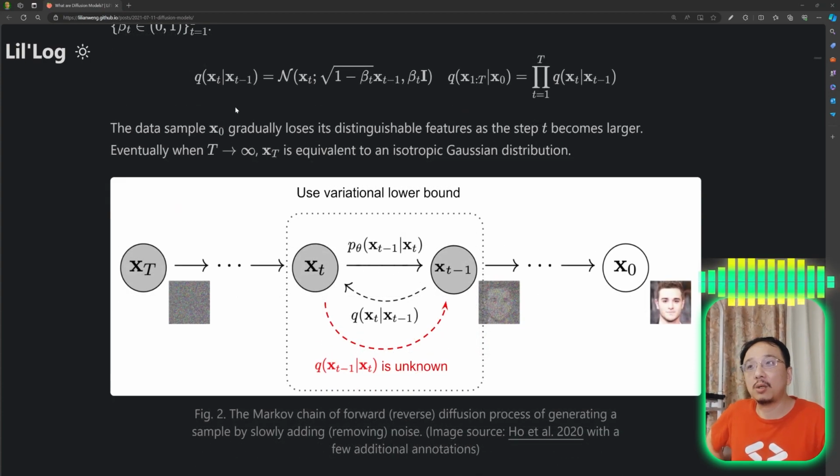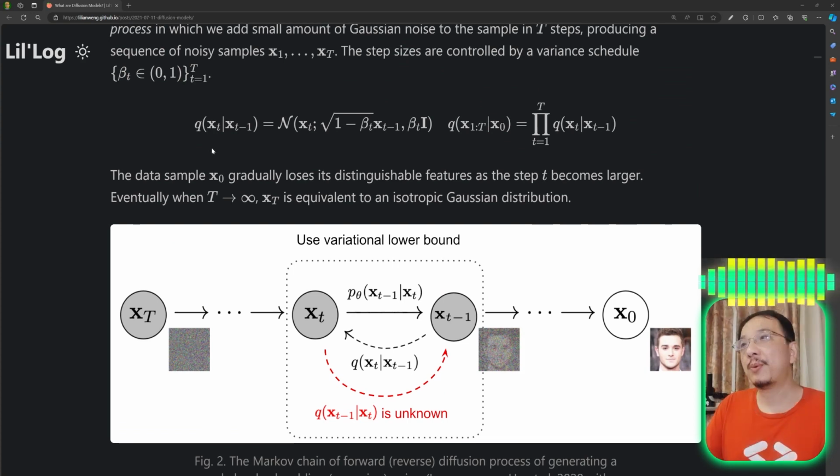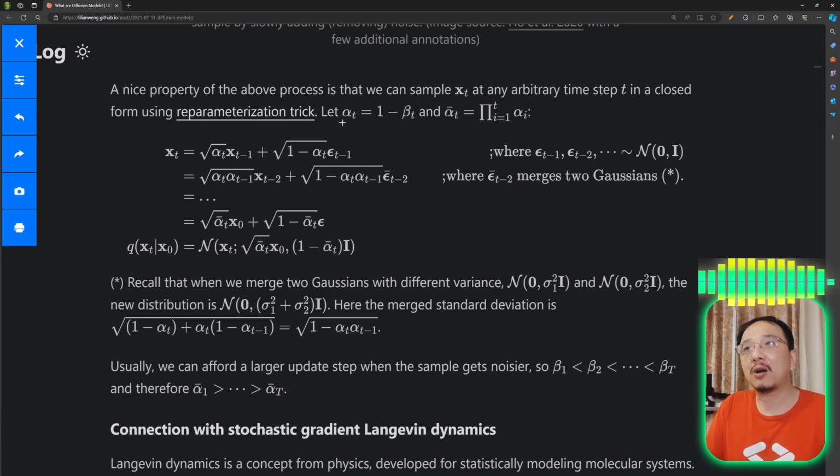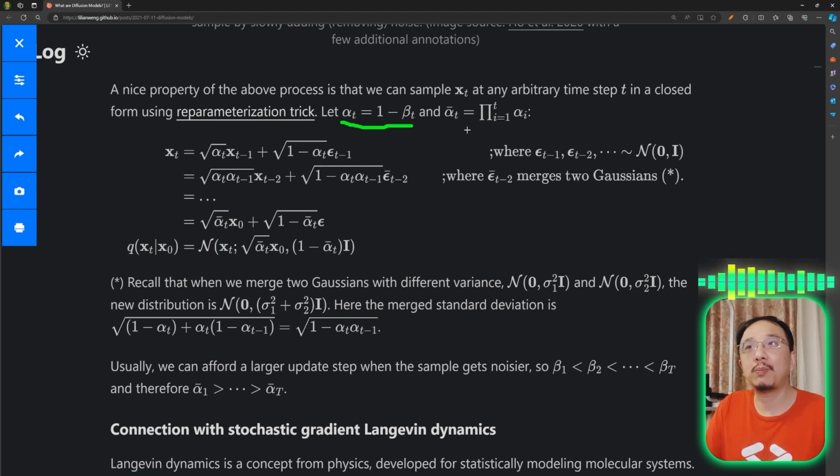Now let's derive some properties from this basic equation. From the definition, we know how to compute the probability distribution of xt from xt minus 1. That is, we can write down the distribution of the next step depending on this step. What if we want to compute the distribution of the next 2 steps or next 3 steps or next k steps? We can do that. To simplify our calculation, let alpha t be equal to 1 minus beta t, and let alpha t bar be the product of the alpha i here.